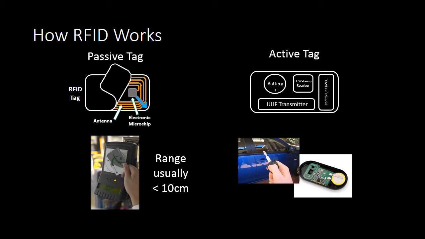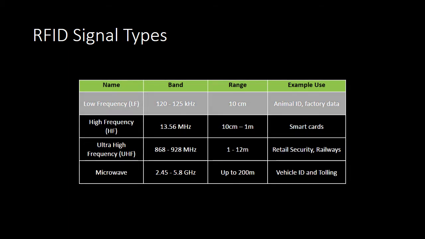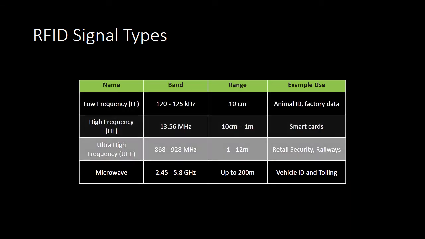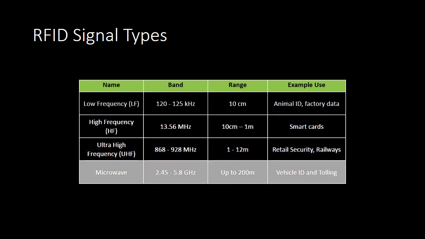These tags can send and receive information over more than 10 meters, according to the frequency, tag sensitivity, and antenna size. Both the reader and the tag will transmit radio signals at a certain frequency so that they can talk to each other. There are three main types of RFID signals: low frequency, LF, high frequency, HF, and ultra high frequency, UHF. Microwave systems are also available and generally used in road tolls.